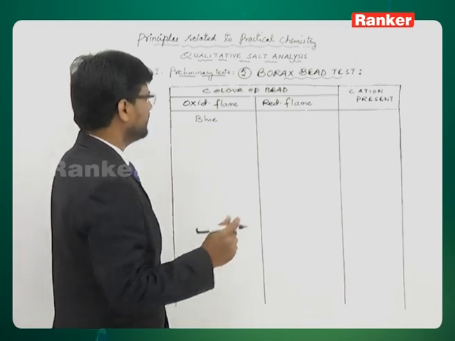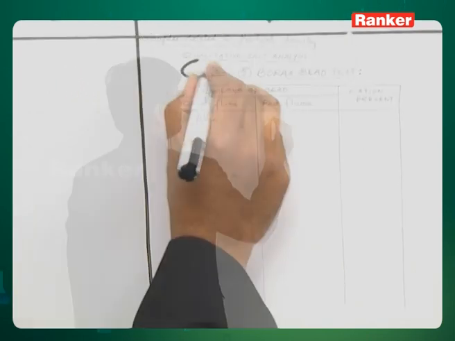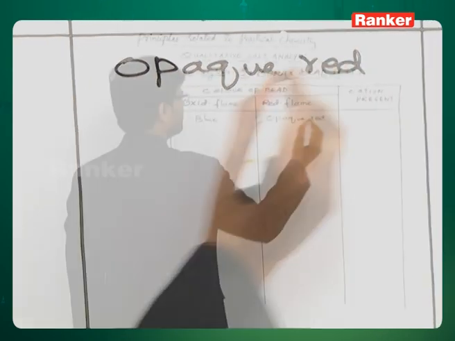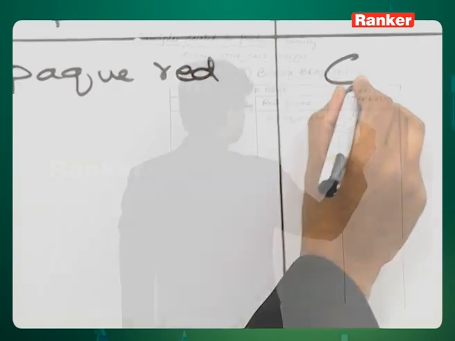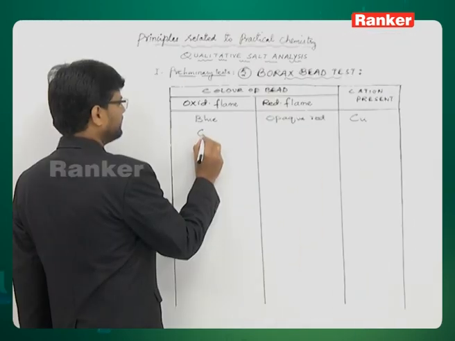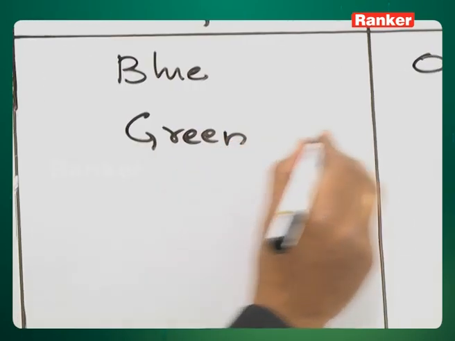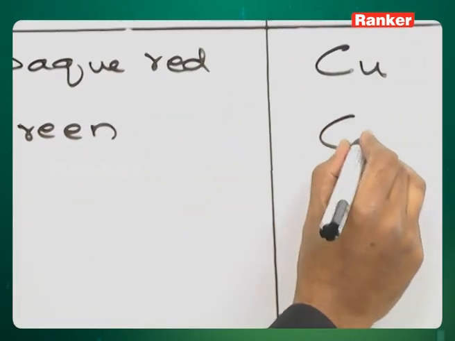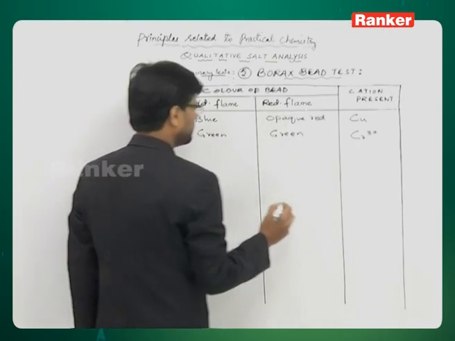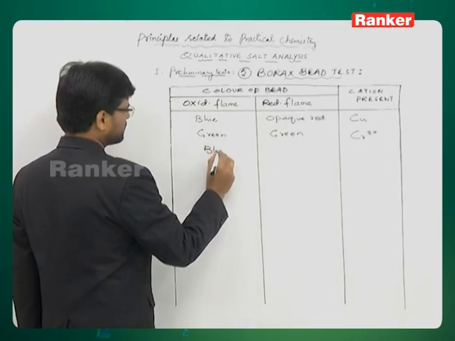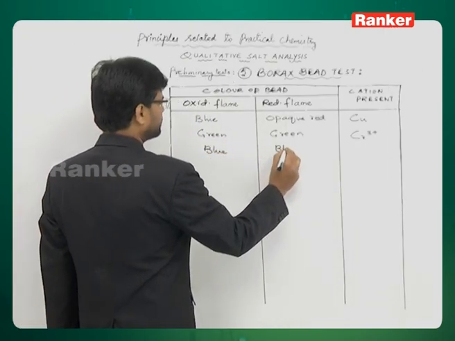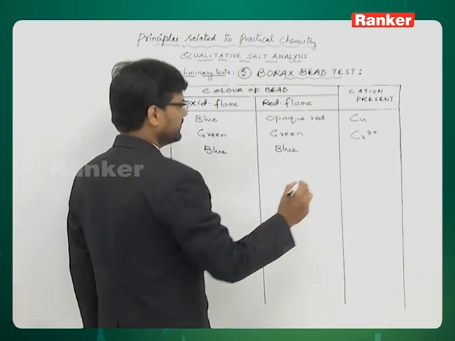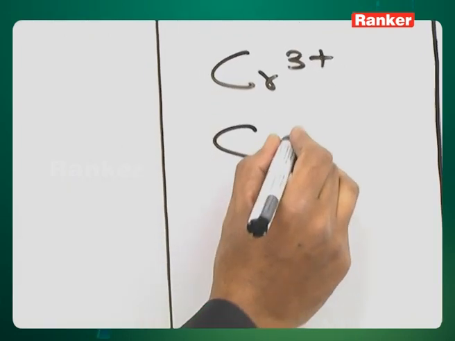Now if your salt exhibits blue color, it forms blue colored bead in the oxidizing flame, and it becomes opaque red in the reducing flame, then your salt must be copper salt. If it is green in both oxidizing and reducing flame, then it must be Cr3+. If it is forming blue bead in both oxidizing and reducing flame, the bead is blue in color, then it must be cobalt.